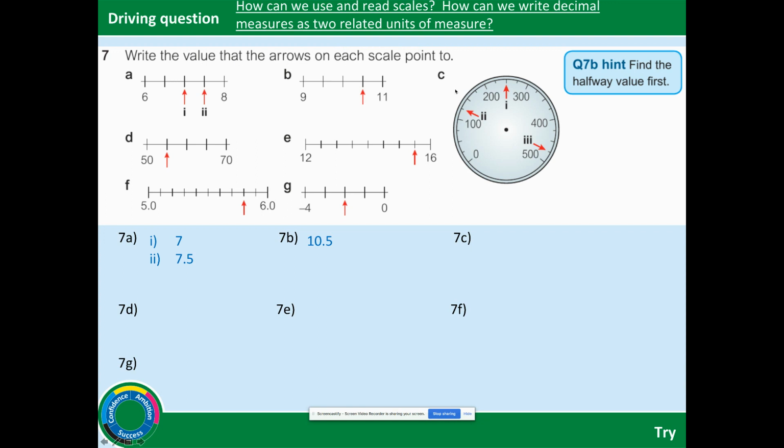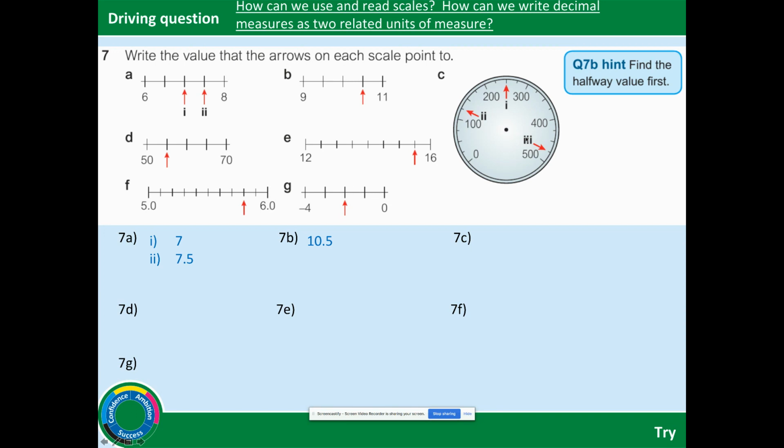Okay, C. This time we're on a dial rather than a straight line. So the first one is here, and we're exactly halfway between 200 and 300. So this one's going to be 250. If I come back to part 2, I've got more than 100, but less than 200. In the middle would be 150. So halfway between 100 and 150 is 125.